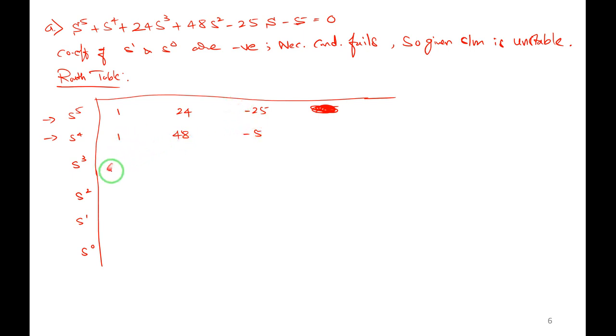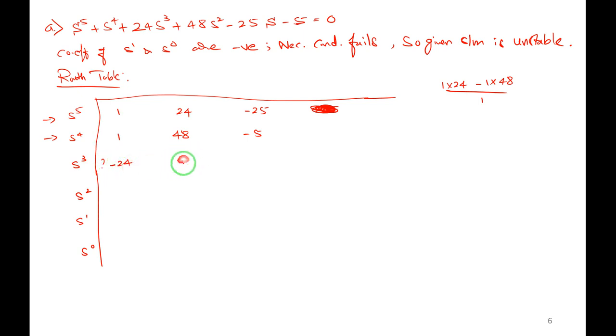Then next, we'll try to fill up the s cube row. If any doubts are there, please unmute so that I will clarify your doubts. We want to calculate this element. So 1 into 24 minus 1 into 48, divided by 1. So 24 minus 48, I am getting minus 24.